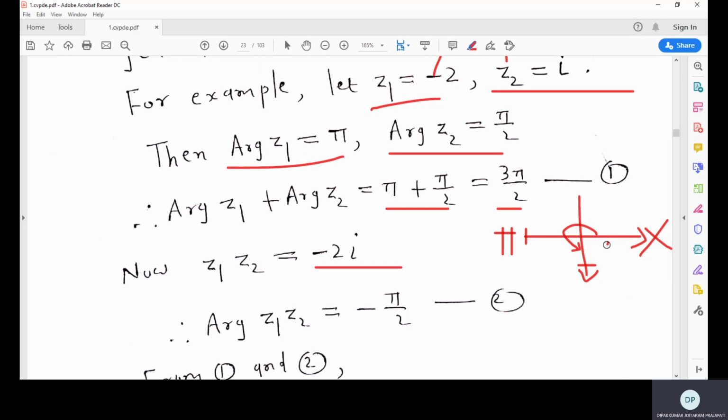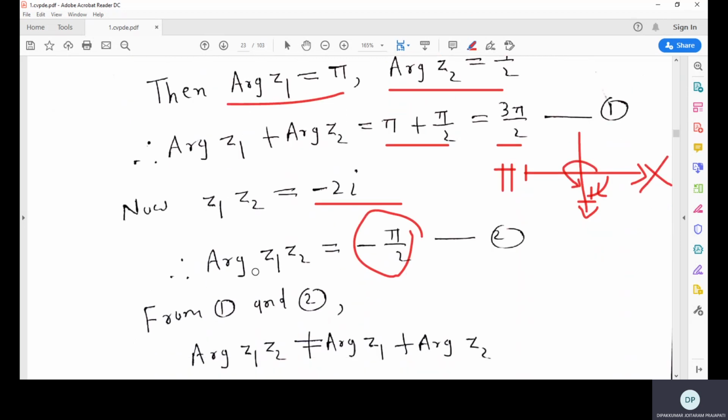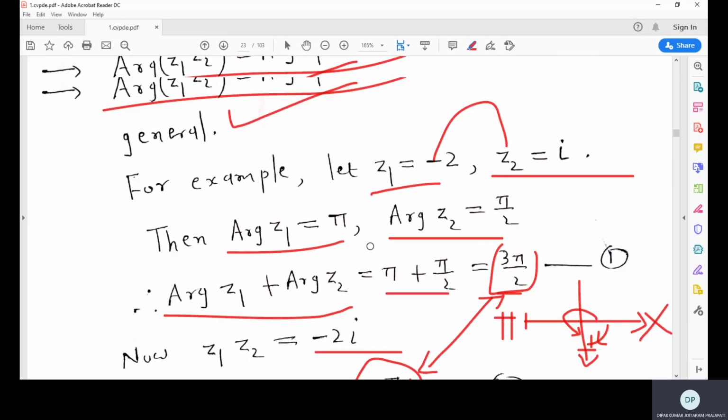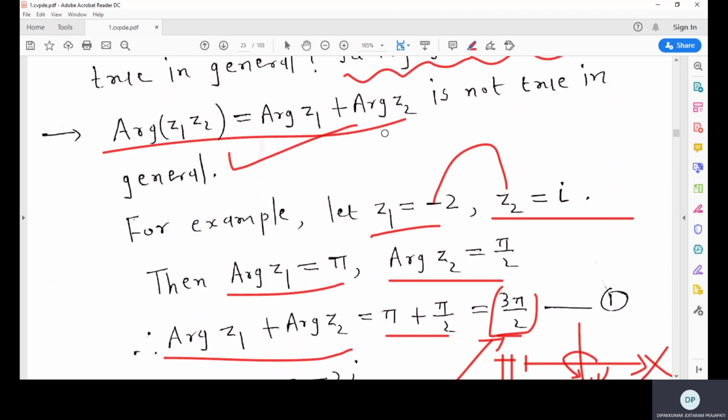So we have to measure in the clockwise direction. So this angle is pi by 2. But because we are measuring in the clockwise direction, we have to consider the negative sign of pi by 2. So the principal argument of z1 into z2 is minus pi by 2. And the sum of the principal arguments of z1 and z2 is 3 pi by 2. So you can see these two are different. So for these two complex numbers, this statement is not true.